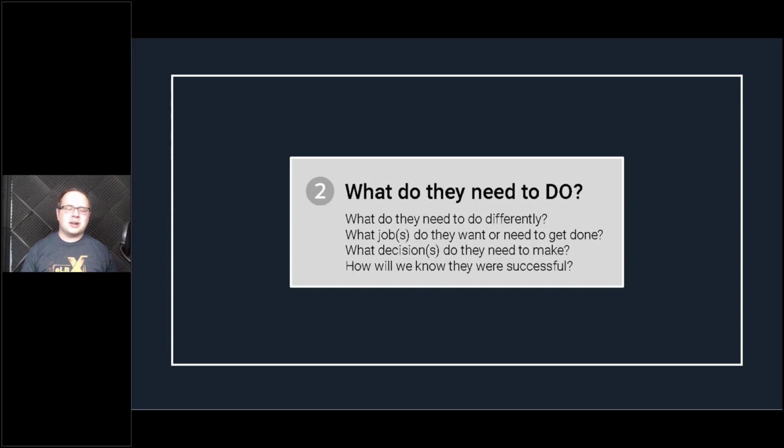Step number 2 in this process is, what do they need to do? And again, this might sound pretty familiar because this is a goal. And so you keep their goals in mind, but also think about what they want as an end of that. So it's not just the goal itself, but what do they want to have accomplished, and when will they know that they've been successful? And so you put that in quadrant 2.